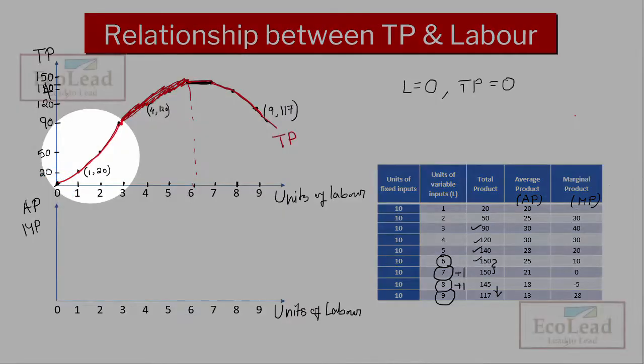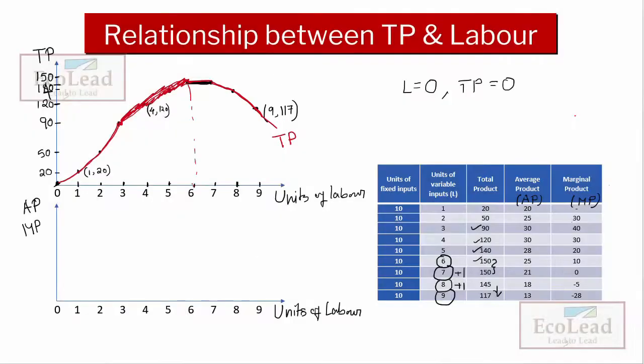We can see that the total product curve has initially increased at an increasing rate. After that we identified it has increased with the decreasing rate, and then it has become saturated and started falling. Now this rate of increase, how did we identify the rate of increase? We have identified the rate of increase from the concept of marginal product.